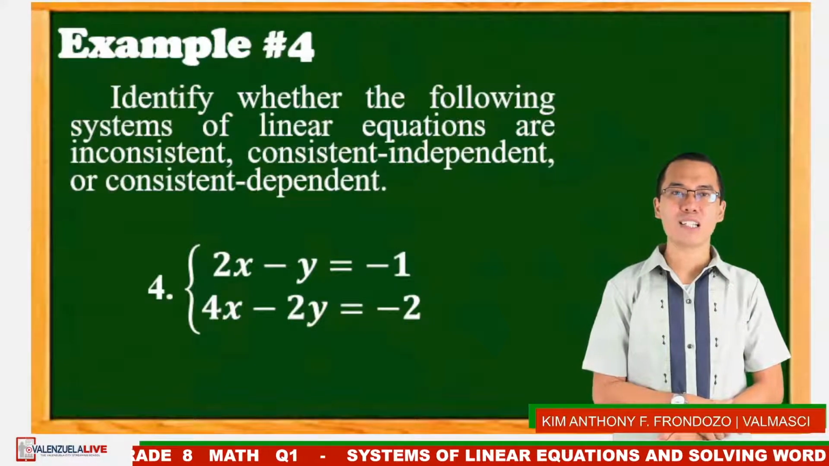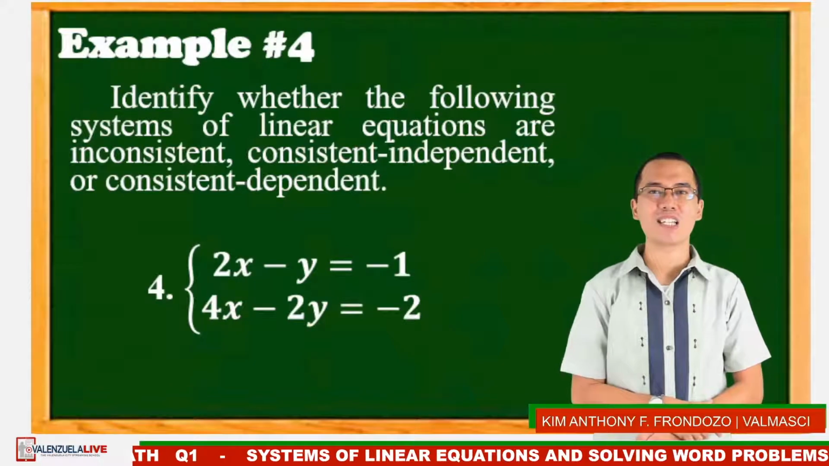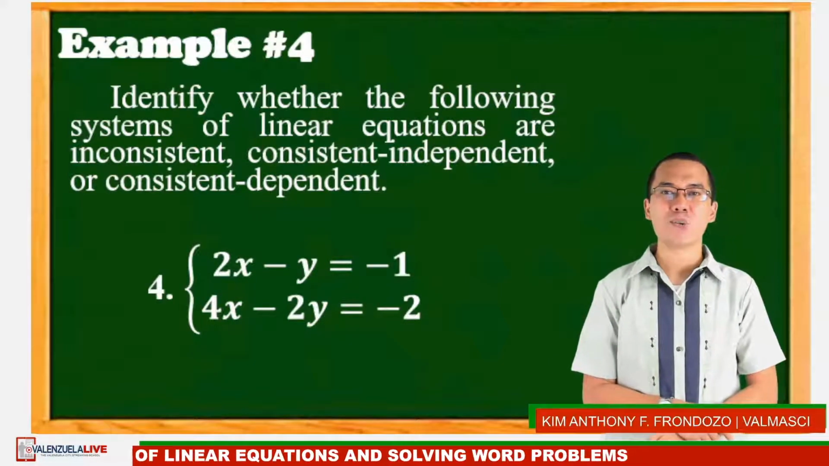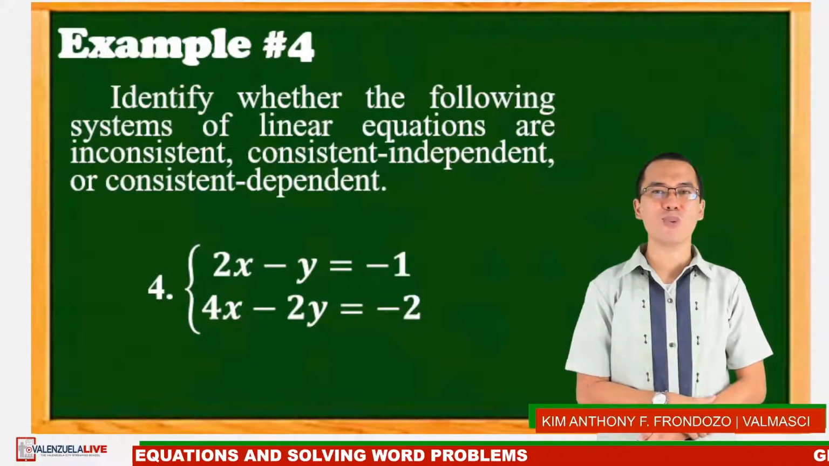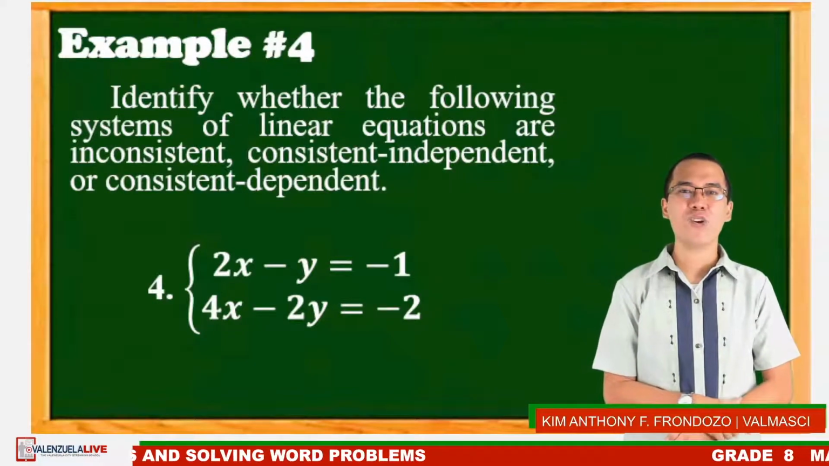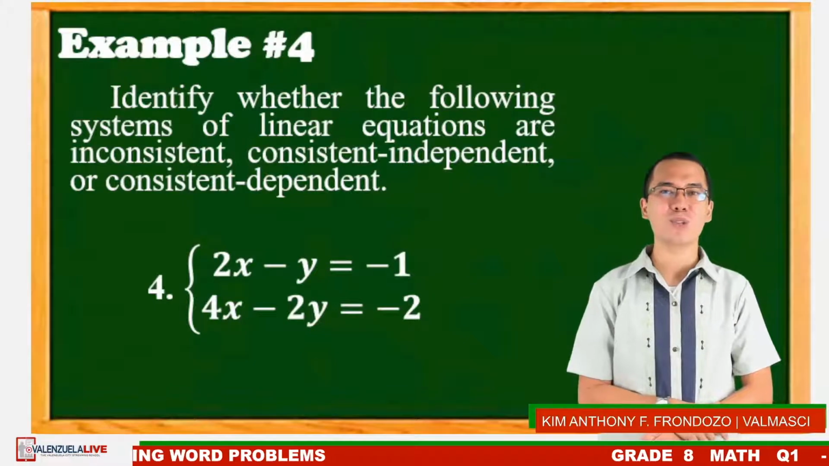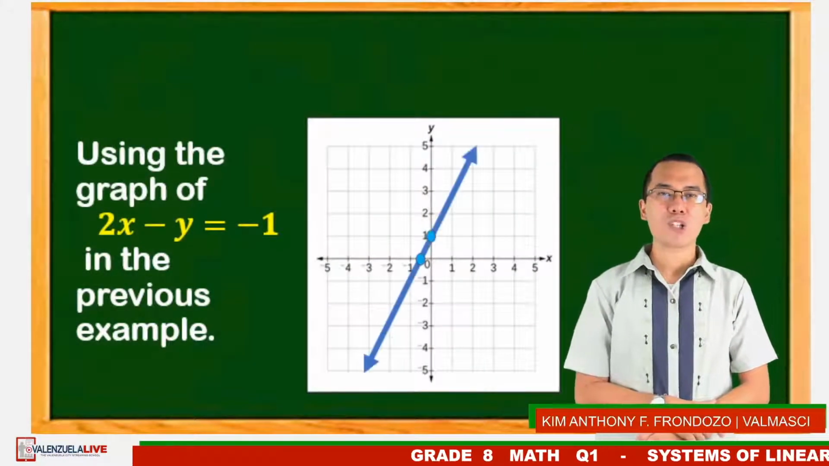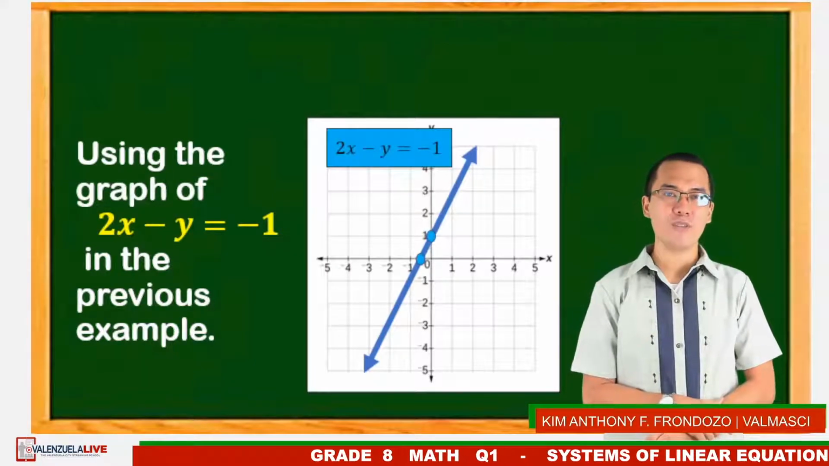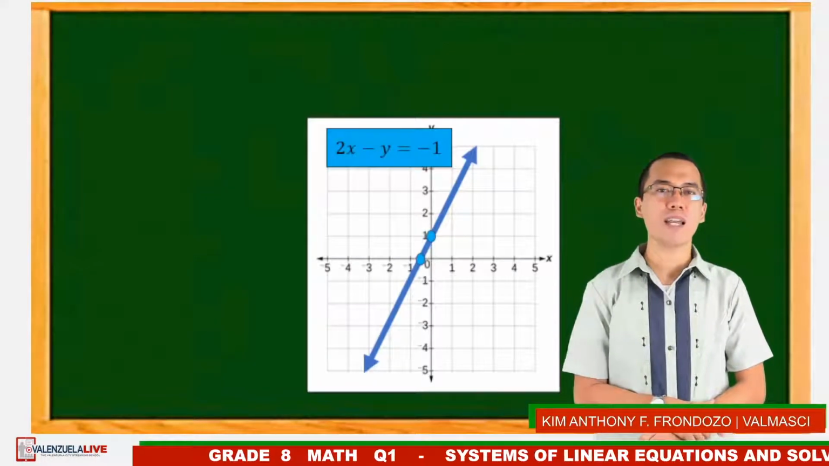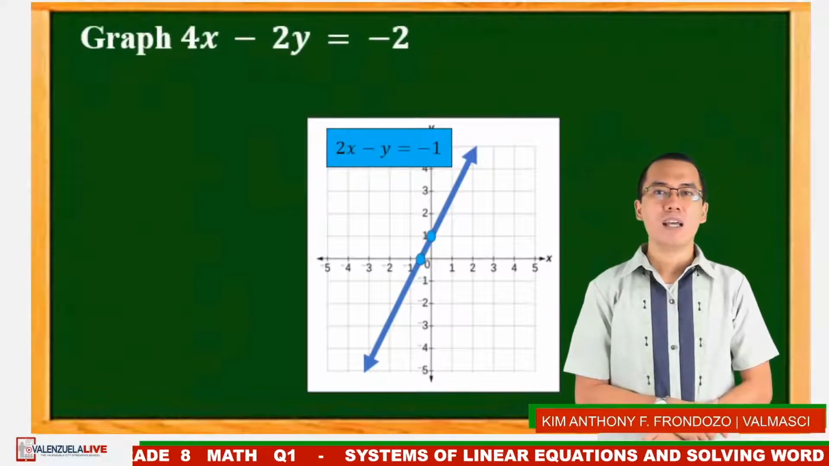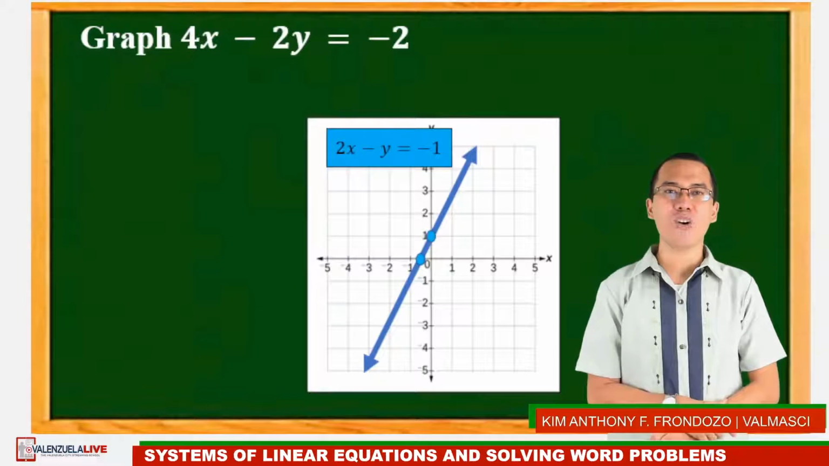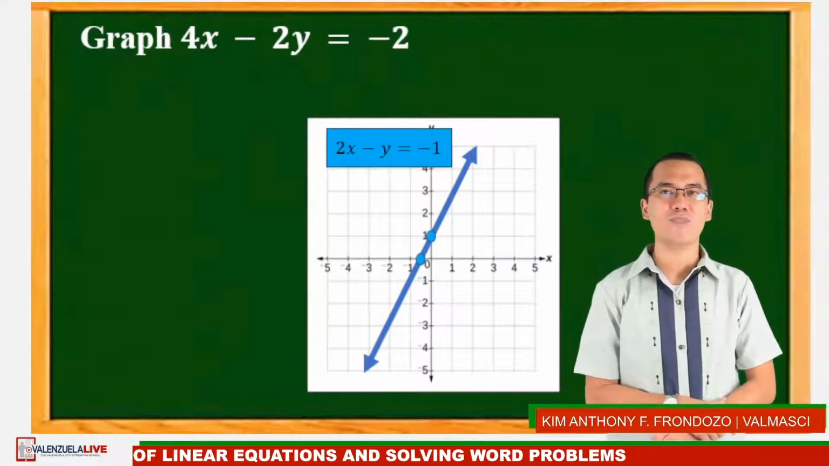Next, example number 4. Identify whether the following systems of linear equations are inconsistent, consistent independent, or consistent dependent. We have the equations 2x minus y equals -1 and 4x minus 2y equals -2. Again, using the graph of 2x minus y equals -1 from the previous example, we'll just graph it in the Cartesian plane. So we will just solve and graph the second equation, 4x minus 2y equals -2.